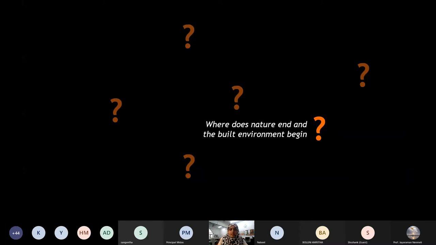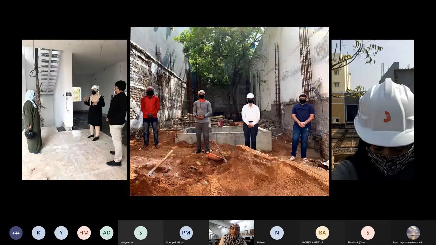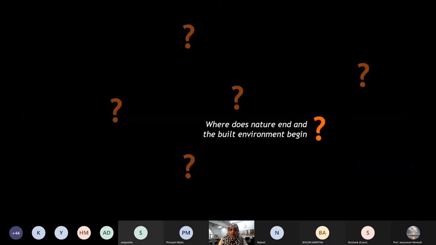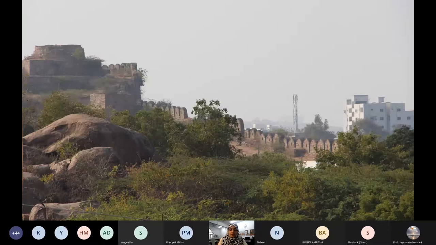So this brings us to our final question: where does nature end and the built environment begin? In this previous project site, you can see a couple of trees there, which we are preserving, and we don't cut down any of the trees on site. So we're building this entire house around these trees. So similarly, that's the question: where does nature end and the built environment begin?